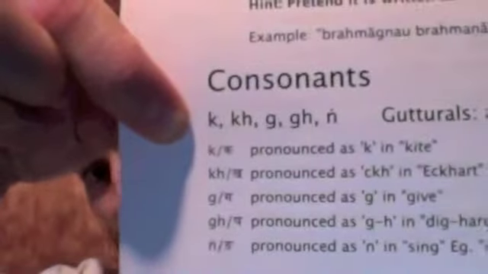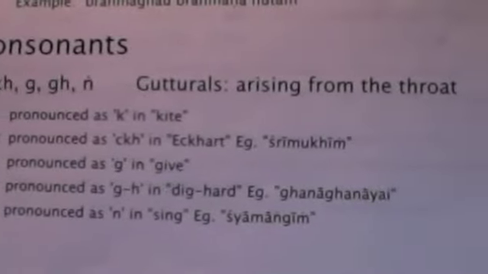The first group of consonants that we'll cover are called the gutturals. You can find them here. These sounds are, as you can see written on your sheet in front of you, arising from the throat. So all of these sounds are made from the throat and from the throat alone. They do not involve any use of the tongue or the teeth or the lips or any other part of the mouth, if there is any other part. It's all from the throat.